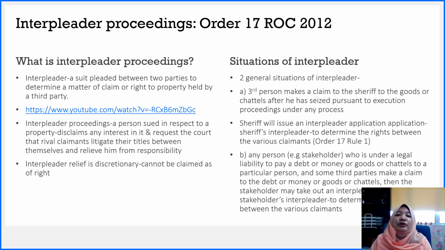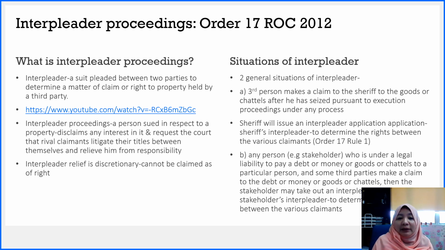The situation of interpleader that I mentioned just now is where a third person makes a claim to the goods to the sheriff, after he has seized them pursuant to execution. So the sheriff will issue an interpleader application. He will be a sheriff interpleader. He wants the court to determine the rights between the various claimants. That is under Order 17 Rule 1.